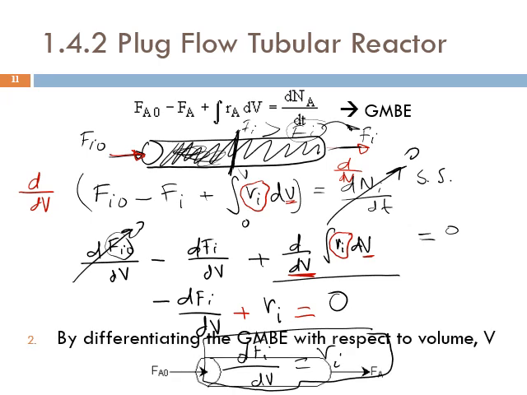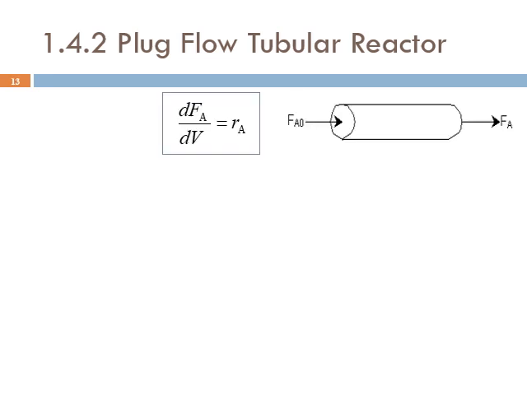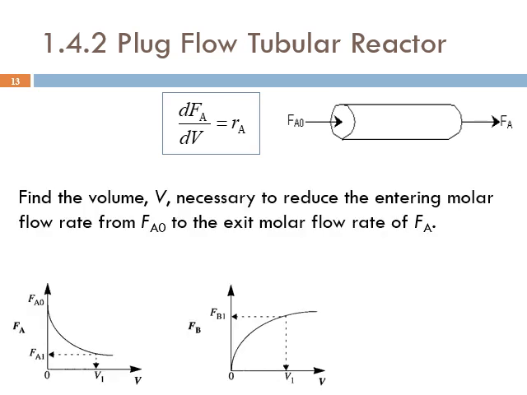Okay, so now we have both approaches that we have used, and they all lead to the same equation, that is this equation. So now we have the differential form, right? This is the differential form. If I want to find the volume necessary to reduce the entering molar flow rate from Fa naught to the exit molar flow rate Fa, then that means I have to integrate, correct?